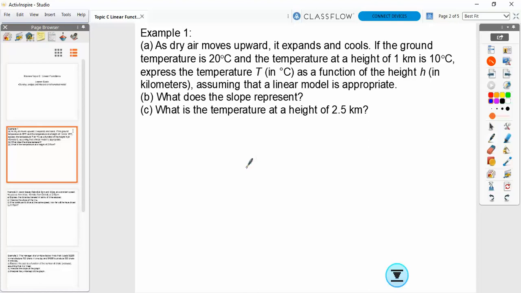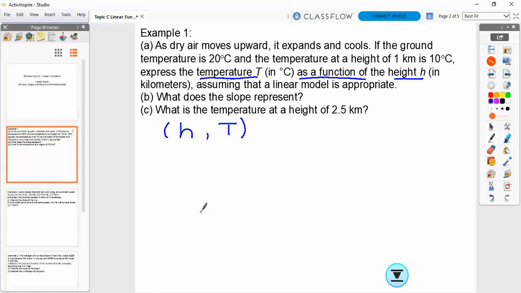But you have to know the difference between what variable is x and what variable is y. Did I use x and y here? No, I asked you to use t and h. So I want temperature as a function of height. So the temperature, would that be x or y? The y. Your function is the y. So temperature is the function, so that's my y. So the height is my x.